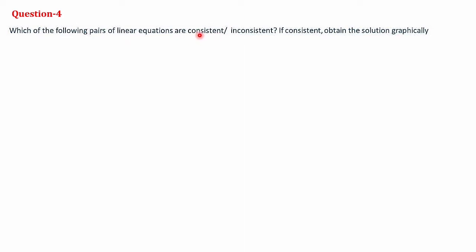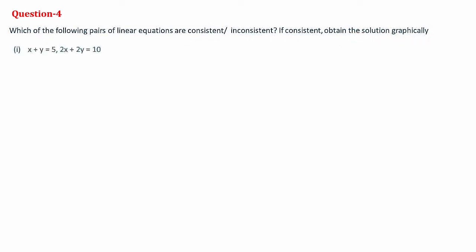Consistent means a solution is there. It can be unique or it can be infinitely many solutions. If the solution is there, then we can say it is consistent. If there is no solution, then inconsistent. And here, if consistent, means the solution is there, unique or infinite, we have to obtain that solution graphically, which means we need to draw the graph of those equations. That is what the question asks.